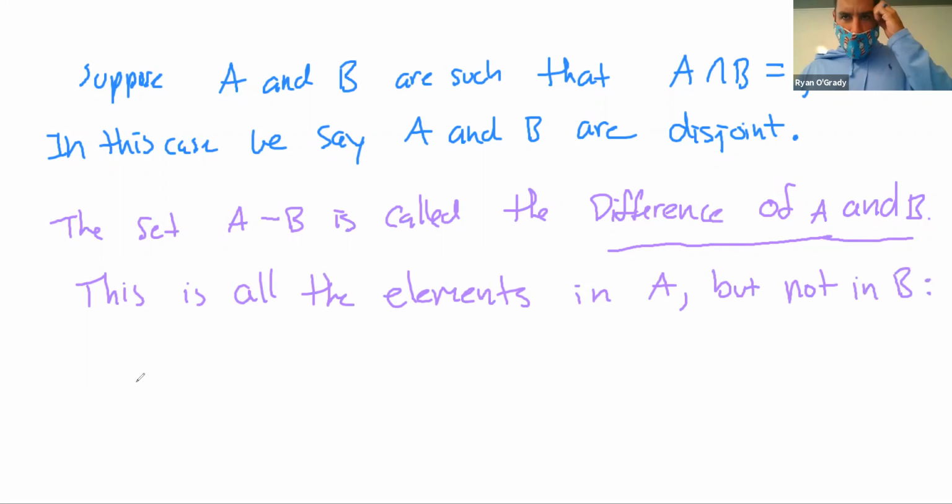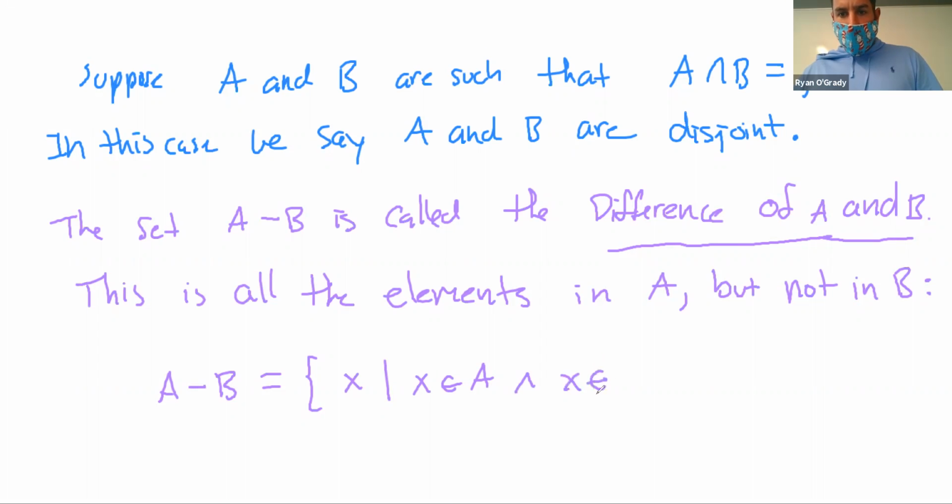So let's just write down what this means in symbols, because you've got to get comfortable with this notation. This is the set of all elements X such that X is in A and X is not in B.